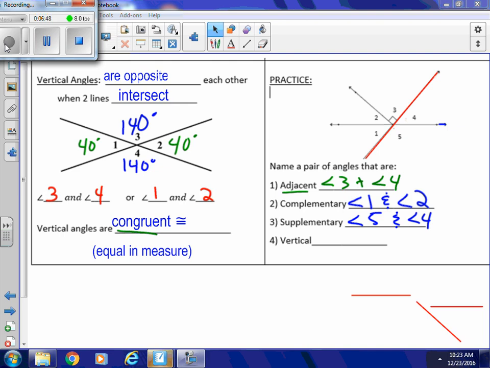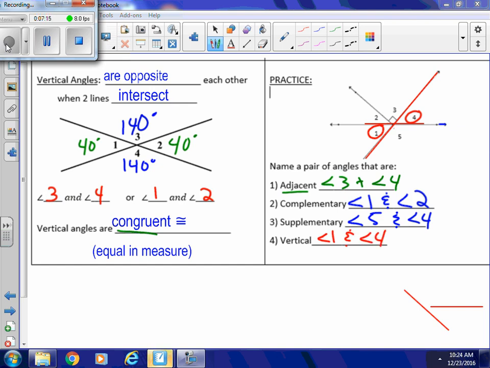Finally, vertical angles. Vertical angles are formed when 2 lines cross. So I've got a few lines here, and let's take 2 that cross. I've already traced one in red, and I've traced another in red, and I've got 2 lines that cross. So 2 angles that are opposite each other when these 2 lines cross would be angles 1 and angle 4.